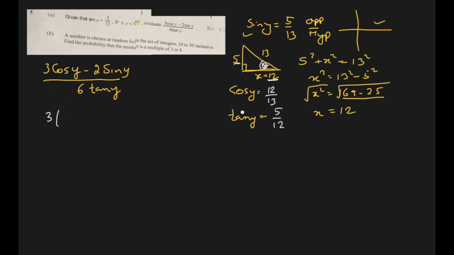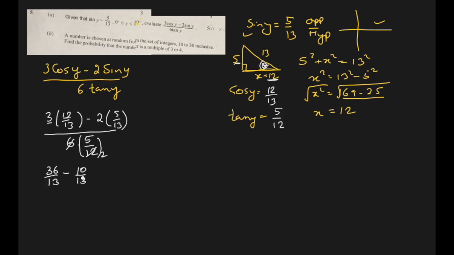3 times cos Y, we just got cos Y, 12 over 13, minus 2 times sin Y was given to us, 5 over 13, over 6 times tan Y, 5 over 12. Okay, so can we cancel? Yes, we can cancel this one. So 5 over 2, right? So it becomes 3 times 12, 36 over 13, minus 2 times 5 is 10 over 13, divided by, I again don't want a fraction inside a fraction, so I'll write divided by 5 over 2 here.